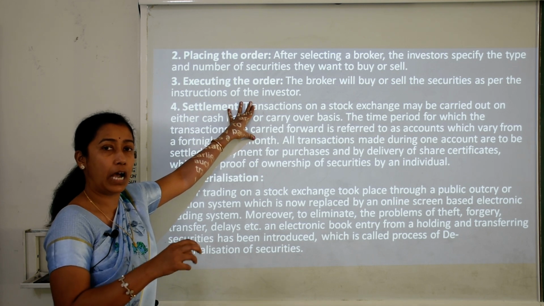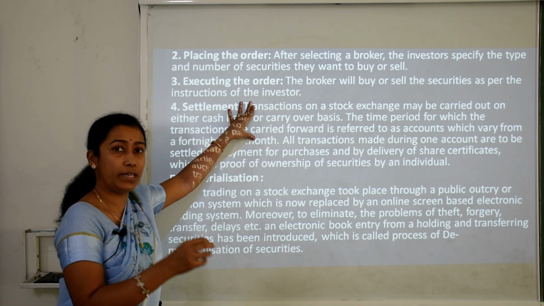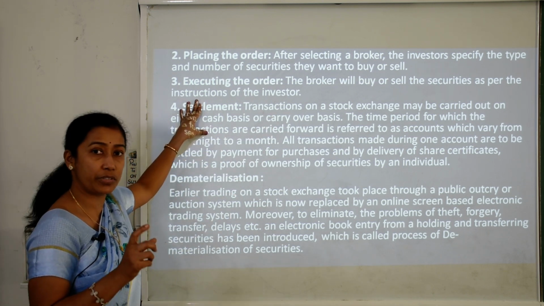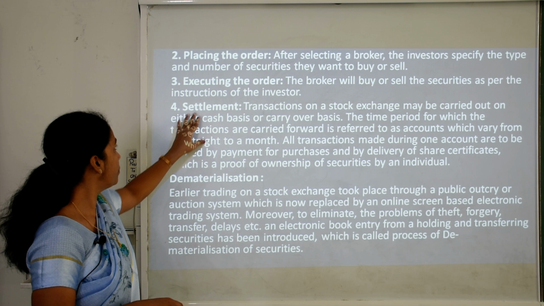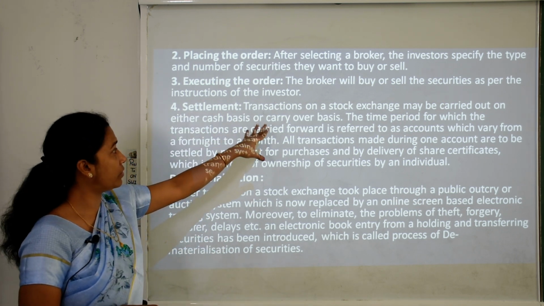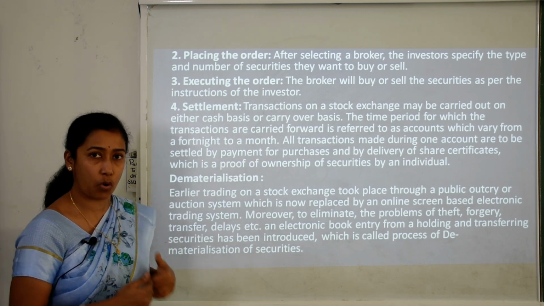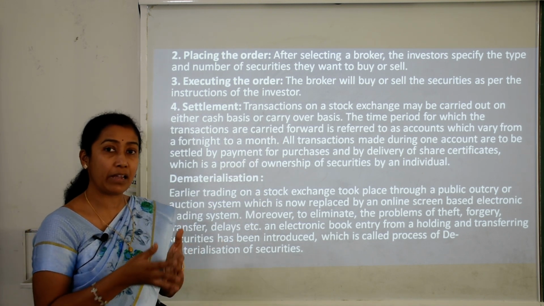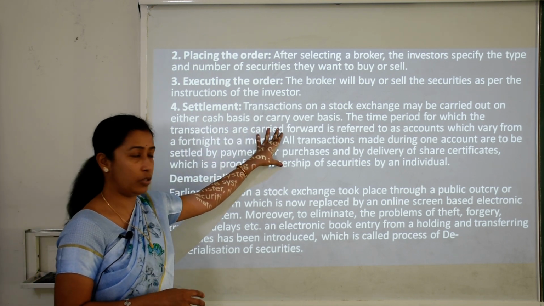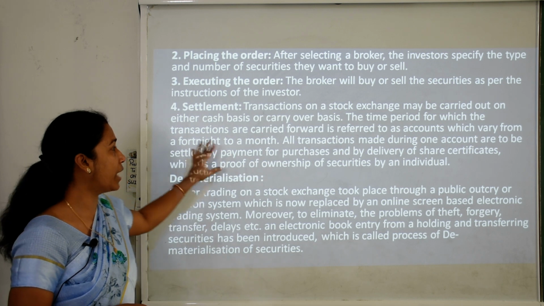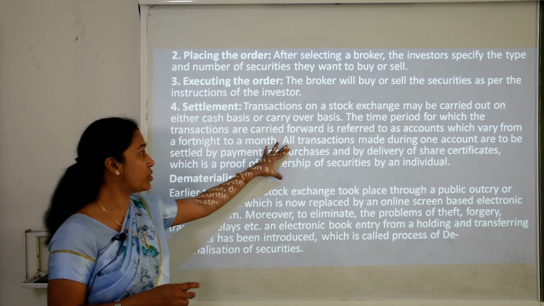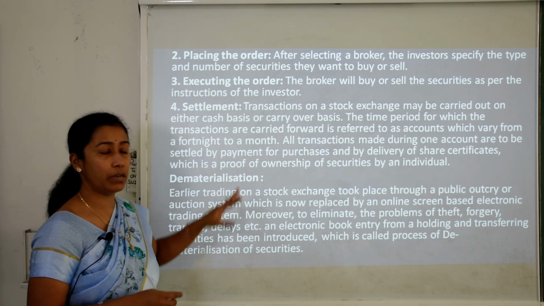Third, executing the order. That means finally, after placing the order, it must be executed properly. The broker will buy or sell the securities as per the instructions provided by the investor. Fourth is settlement, that is after executing the order, transactions on a stock exchange may be carried on. Transaction means the process of buying or selling can be carried on either on cash basis or carryover basis, that is credit basis. The time period for which the transactions are carried forward is referred to as an account, which varies from a fortnight to a month.